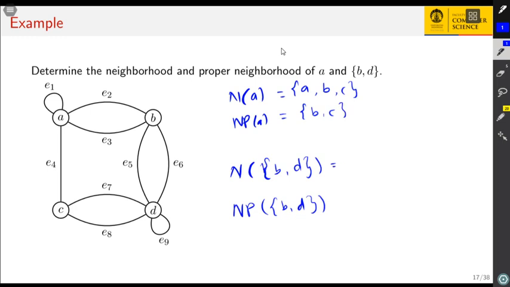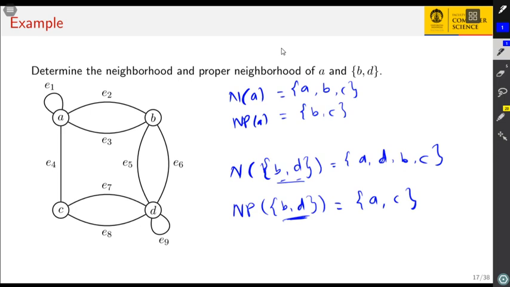How about the neighborhood of the set B and D? You take all the possible neighborhoods. What will be the neighborhood of B? It will be A and D, and then the neighborhood of D is of course D itself, and B, and then C, because D has B as a neighbor and has C as a neighbor. Now, how about the proper neighborhood of this set? Then you take out B and D, so you just have A and C. So these are the neighborhoods.